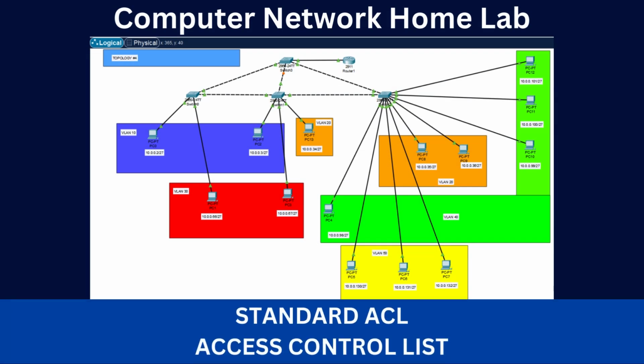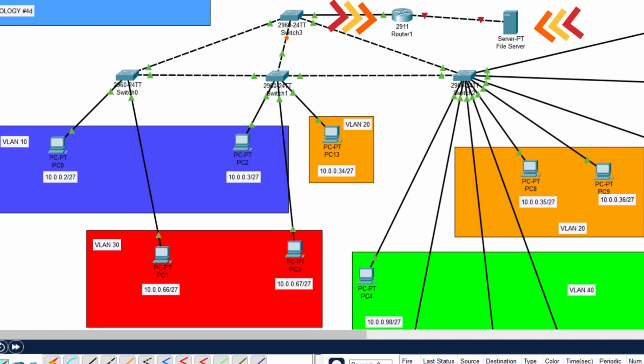In this video, I will demonstrate the use of a standard access control list. This is a two-step process. First, I'll create the rules of the list. Then I will apply the list to the router's interface that is closest to the destination with the direction of outgoing. A file server has been added, and a straight-through cable is used to link the server to the router.